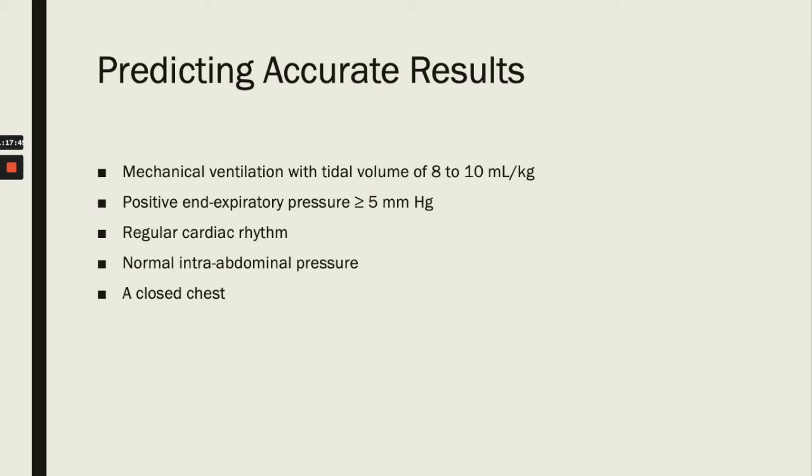Now, a regular cardiac rhythm, they need that, and a positive end expiratory pressure of 5 millimeters of mercury or greater, and mechanically ventilated with a tidal volume of 8 to 10 milliliters per kilo. So this patient has to be mechanically ventilated to calculate the most accurate results.